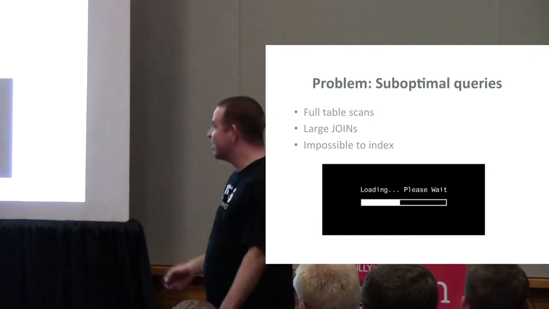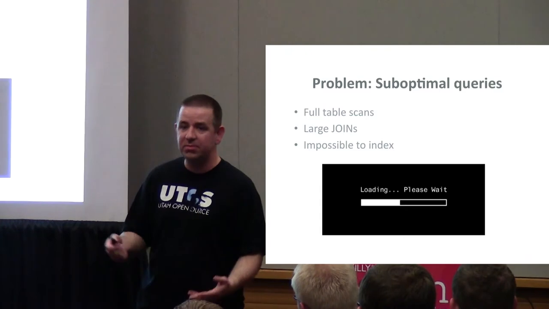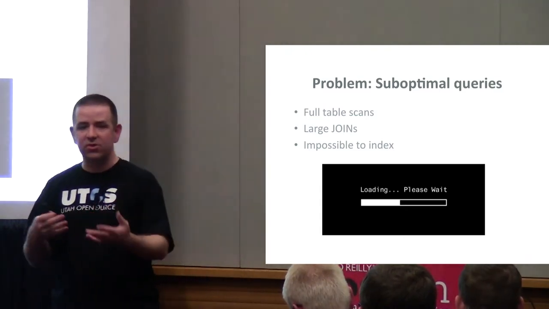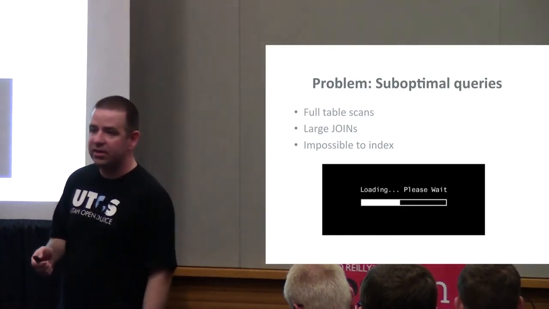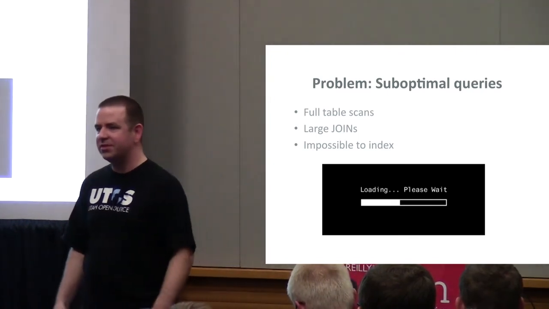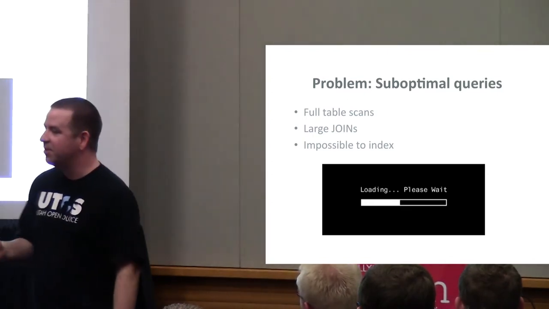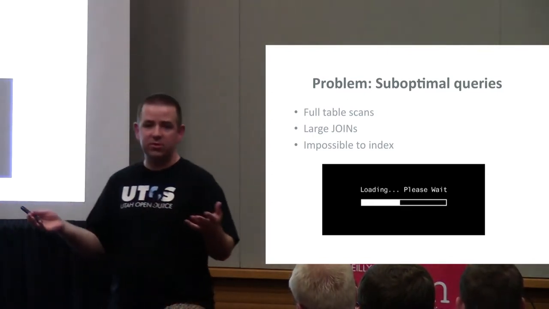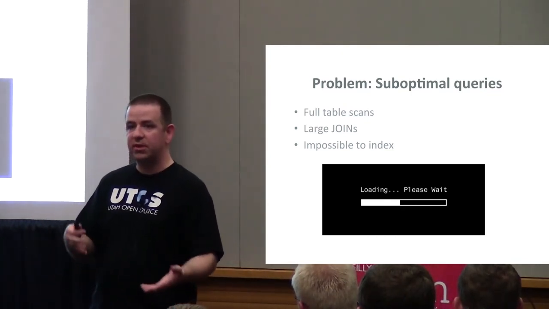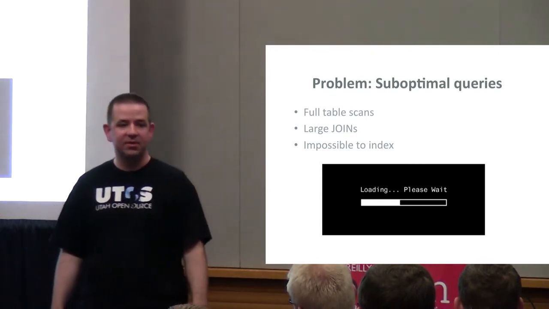Another problem with suboptimal queries is that it's impossible to index. Some things just really are, there's no good way to index them. People are doing certain queries. I worked for a site that did dating sites for more niche audiences. It wasn't like match.com or anything. But they had people doing all sorts of arbitrary queries on the database. The customers would come, and they wanted to search based on whatever they wanted to search on.